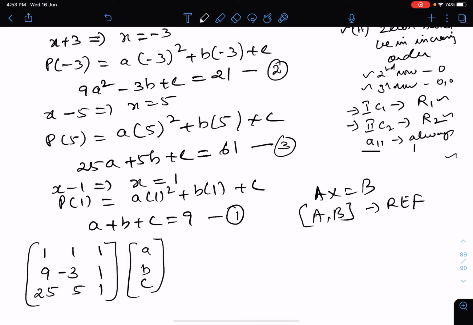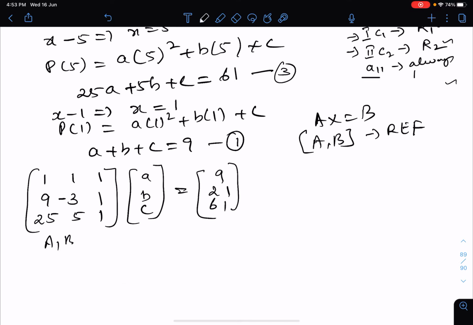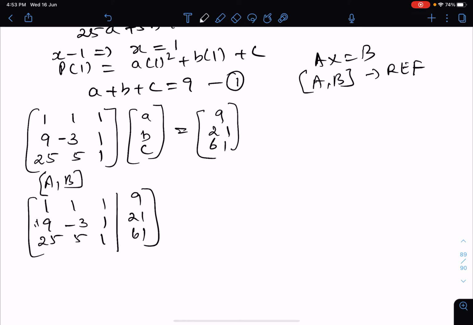Now our unknowns are a, b and c, and our constants: for 1 it is 9, for 2 it is 21, and for 3 it is 61. Now you write the augmented matrix [A|B]: 1, 1, 1, 9; 9, minus 3, 1, 21; 25, 5, 1, 61. Now you are going to get zeros for these 2 elements, so you are going to seek the help of row 1. So R2 is going to be R2 minus 9 R1. Similarly, R3 is going to be R3 minus 25 R1.